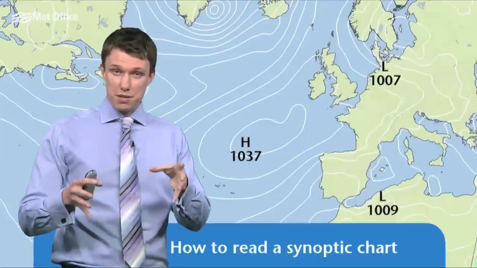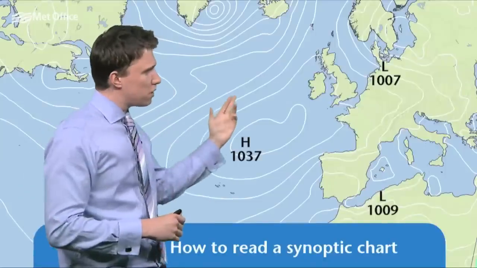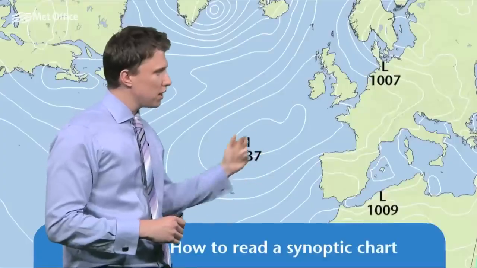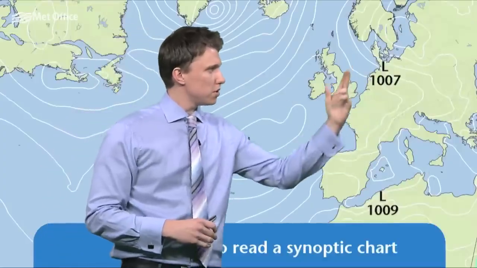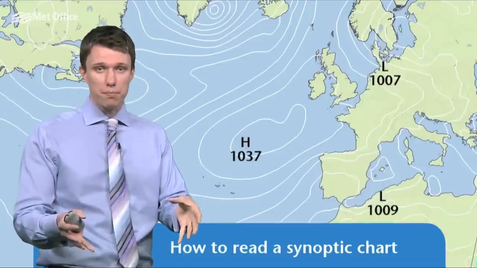So we know something about the speed of the wind, but what about where it's coming from? Well, we know that air moves around areas of high pressure in a clockwise direction and in low pressure in an anti-clockwise direction. So now we know something about the speed of the wind and indeed where it's coming from.